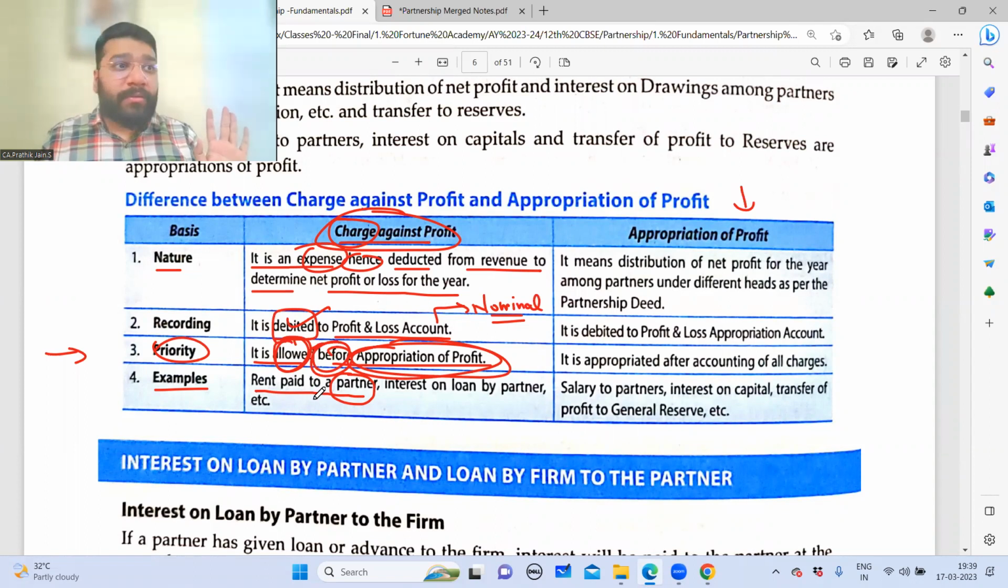Clear this point? I repeat one more time. If any partner is giving his personal building on rent to the firm, by default, it is charge against profit, which means you have to pay him rent. You have to record the rent, whether the business is into profit or into loss. One item. So charge against profit, one item I explained.